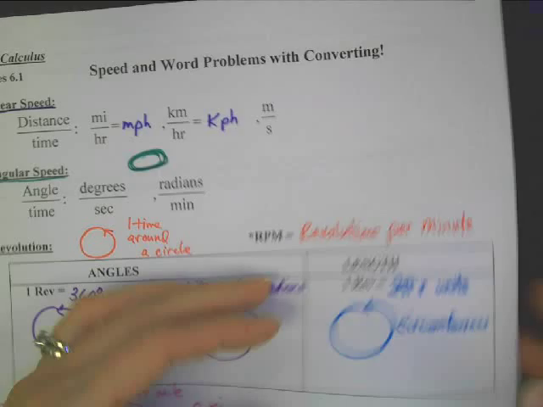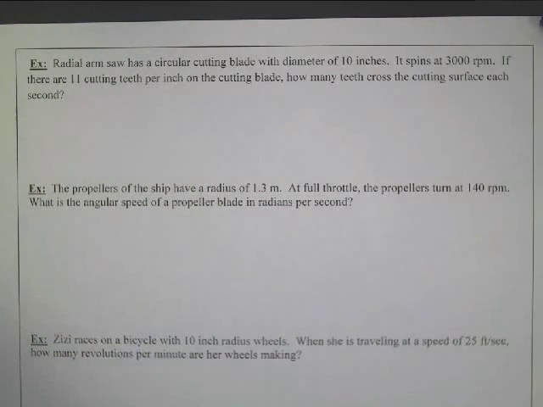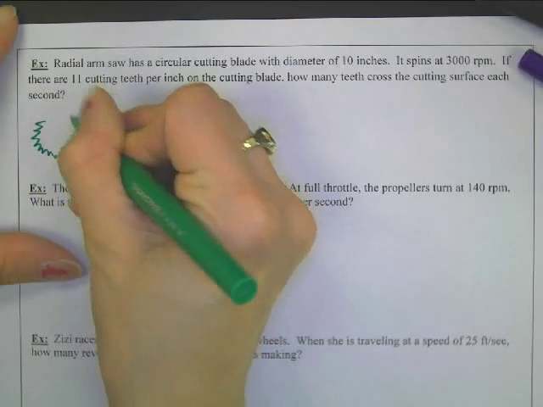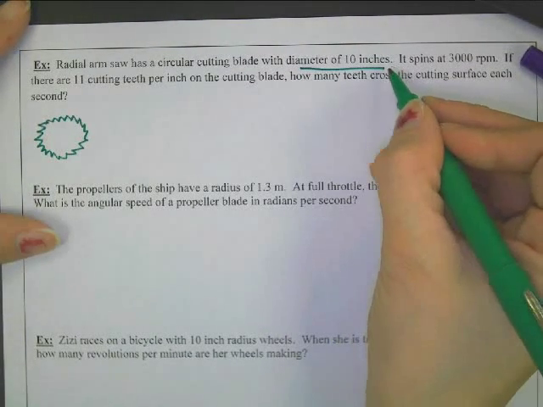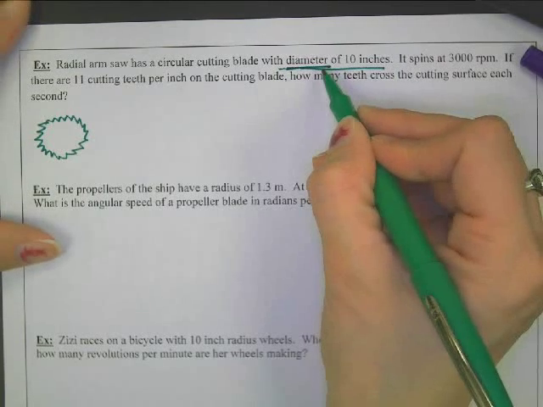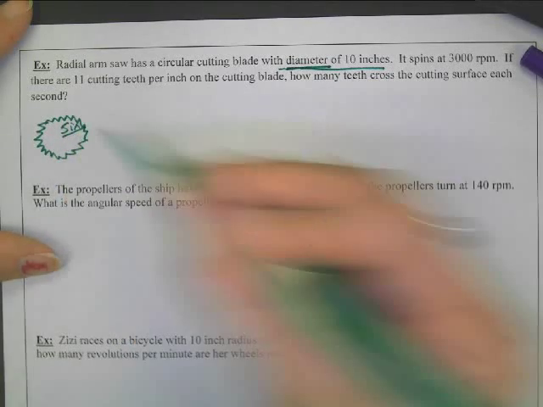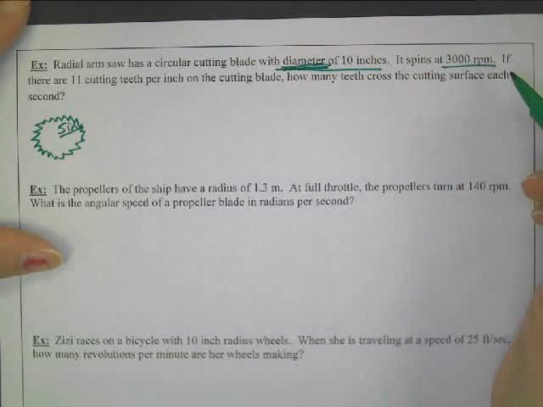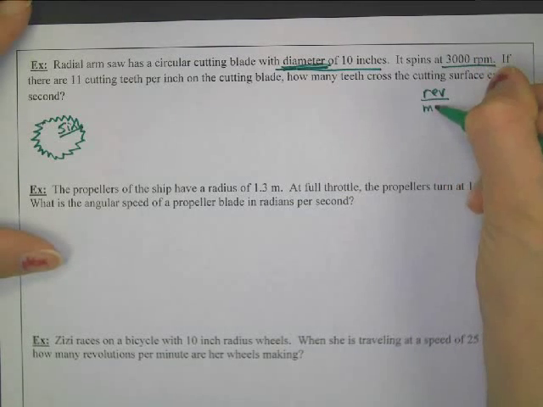All right, let's practice some more. A radial arm saw. That's a circular saw that has a circle blade. Let me show you what these things look like. It's got lots and lots of sharp pointy teeth here like that. Okay, and it has a diameter of 10 inches. Ooh, I know where some people might make a mistake. Since the diameter is 10, I'm going to say that the radius is 5 inches. Be careful there of diameter versus radius. Okay, it spins at 3,000 RPM. RPM, that's revs per minute.